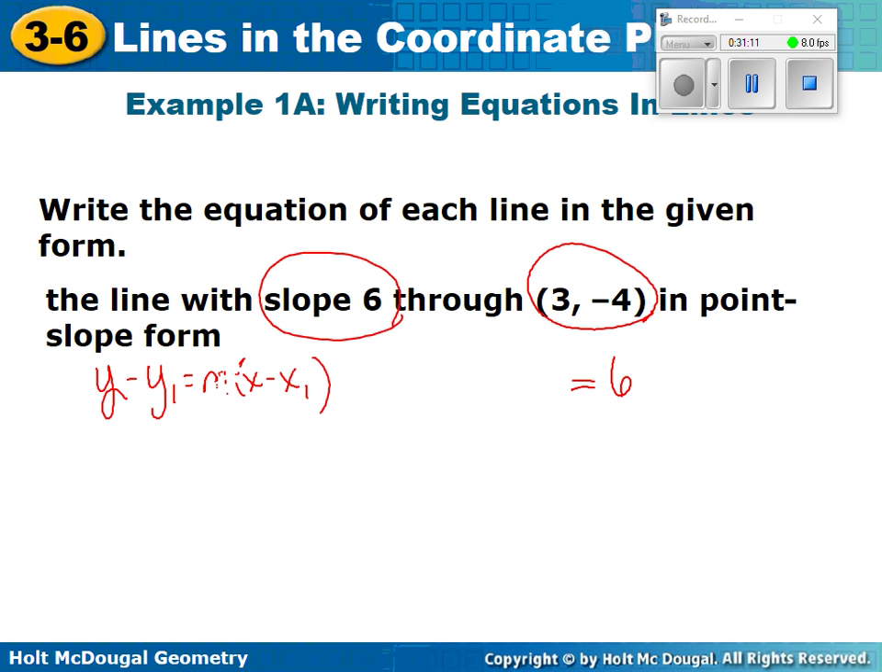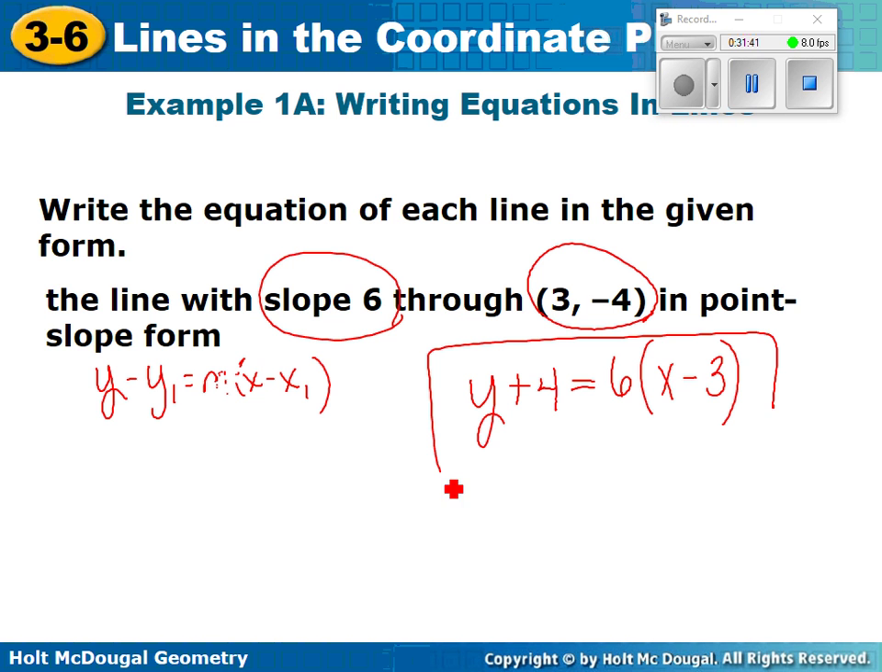And then it gives me a point, 3, negative 4, that it passes through. Where's the 3 going to go? X1. Be very careful. The y and the x without a subscript are your variables that constantly change, that create all the points on your line. This x1, y1 is a specific point on your line. So 3 is going to go in for x1. So we're going to have x minus 3. And negative 4 is going to go in for y1. So what are we going to have on the front here? Y plus 4. Because it's y minus a negative, which becomes a positive. Super simple. Circle it. That's all you have to do.